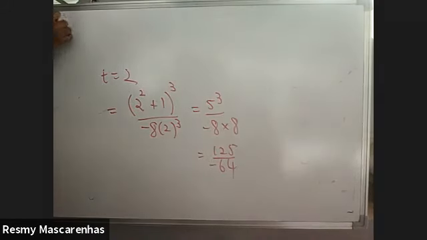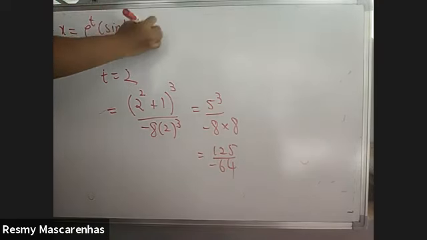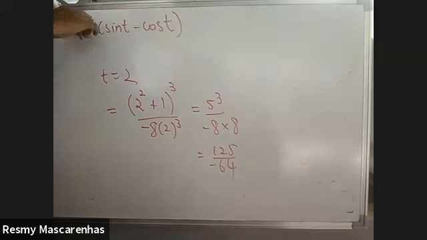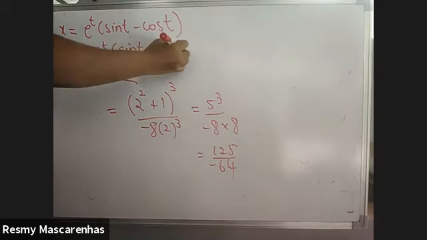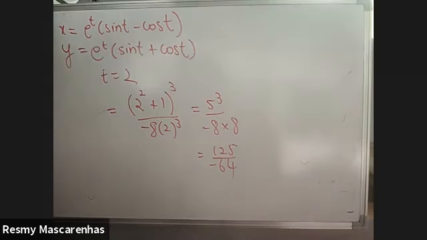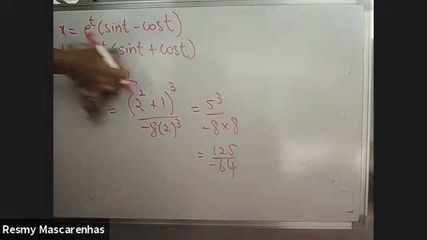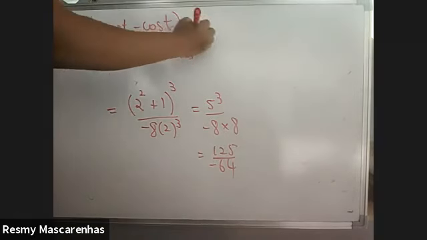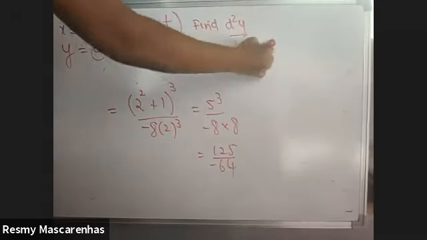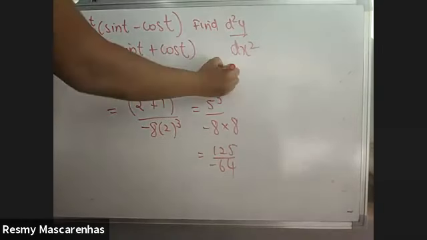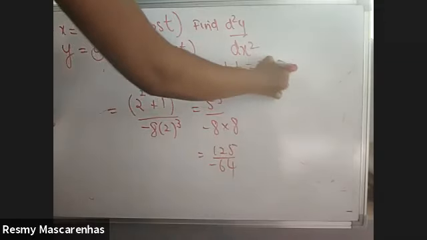You are trying this. x is equal to e raised to t into sin t minus cos t. y is equal to e raised to t into sin t plus cos t. Find d square y upon dx square at t is equal to pi by 4.